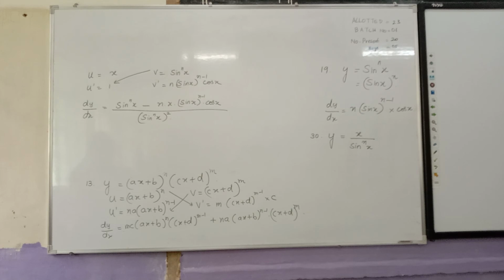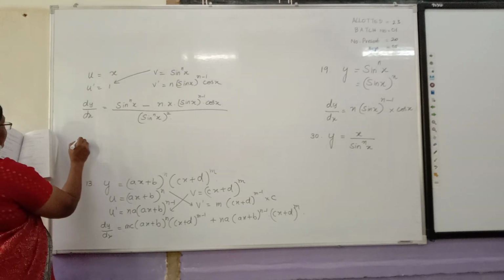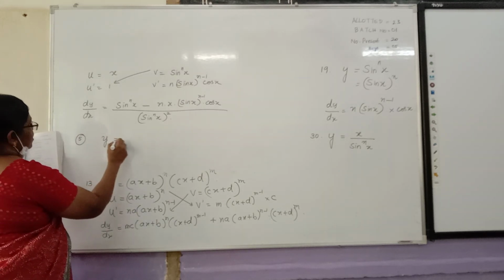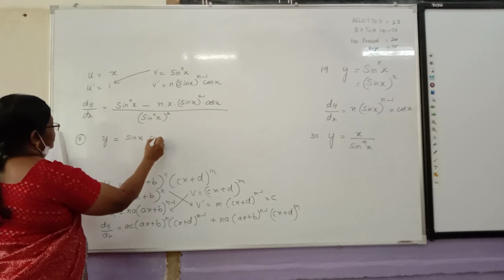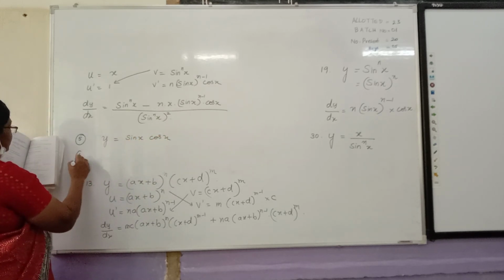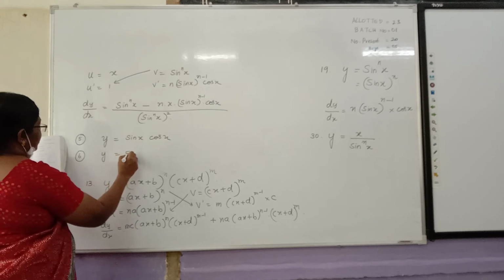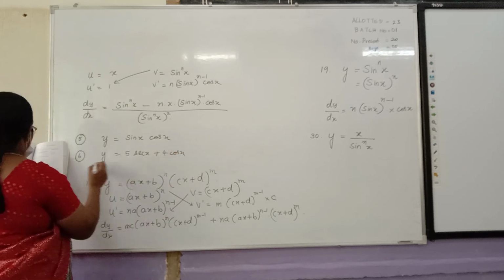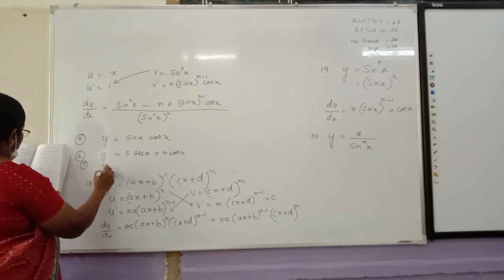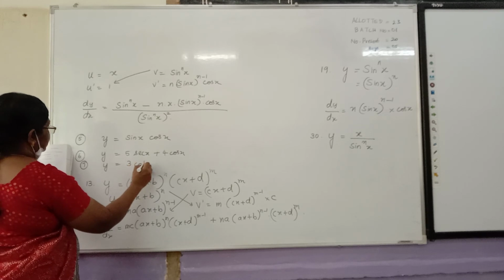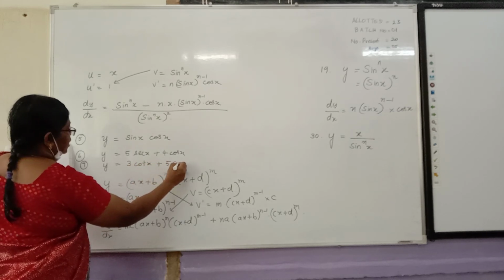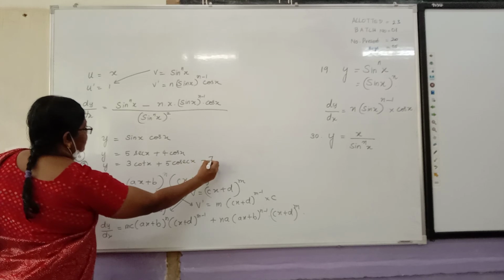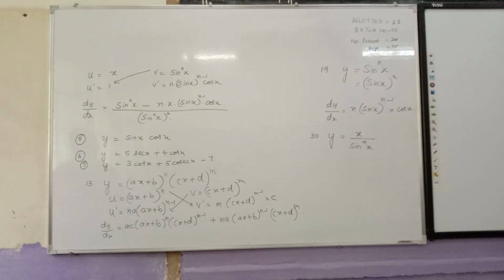There will be one or two sums in terms of trigonometry. Now this is question number 5, I think. Do this one: sin x, cos x. Question number 6: y equal to 5 sec x plus 4 cos x. Question number 7: y equal to 3 cot x plus 5 cosec x minus... only these 3 sums you can do now.